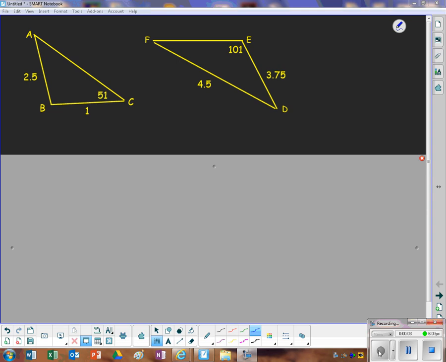Hi, so in this video, I'm going to explain to you the difference between setting up proportions between the figures and within a figure. Question number 6 on your homework tonight is where I got this diagram from. And question number 5 in your homework asks you to set up the proportion between the figures and also within the figures.